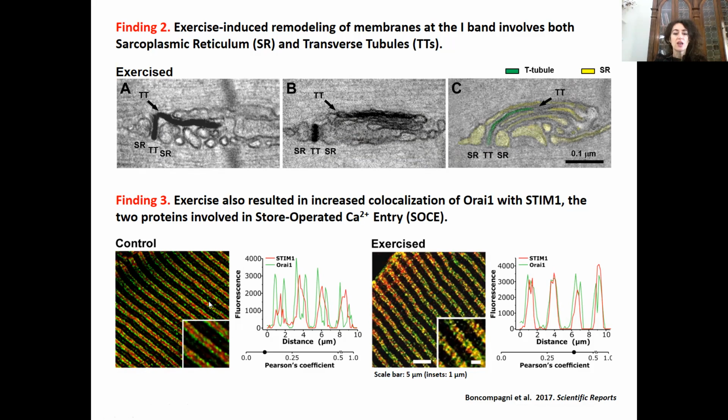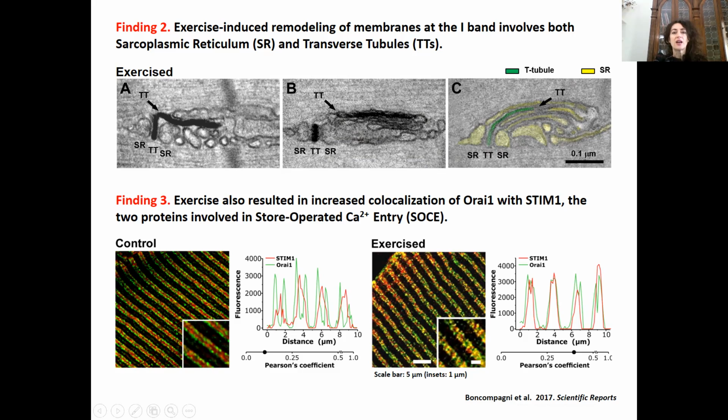And finally, using confocal microscopy, we also show that this remodeling of membranes at the I band results in an increased colocalization of ORAI1 with STIM1, the two proteins of SOCE. After exercise, the red staining, STIM1, and the green staining, ORAI1, were often overlapped, resulting in this strong yellow signal.